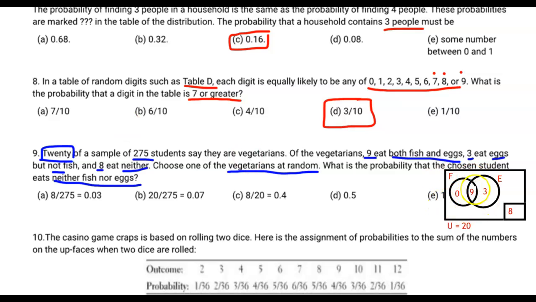All right, now that I have my setup here, I'm ready to answer the question. What's the probability that the chosen student eats neither fish nor eggs? Oh, well, it says 8 eat neither, right? So that was maybe a little bit more straightforward than was required. But it's a good thing that we set up the Venn diagram, because now we know how to set up a Venn diagram. Neither fish nor eggs, that's 8 students out of 20 total. That's going to be choice C, 0.4.